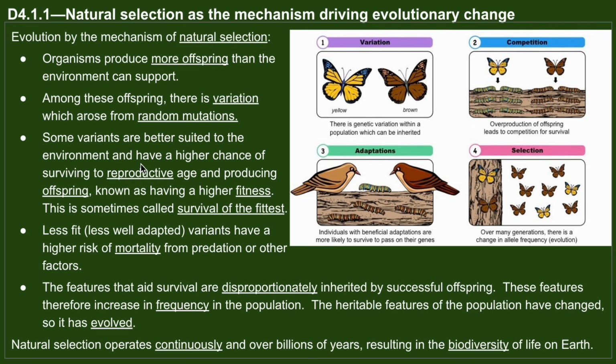Now that we have random mutations and variation, some of those variants are better suited to the environment. Therefore, they have a higher chance of surviving to reproductive age and producing offspring, known as having a higher fitness. This is sometimes called survival of the fittest. Now, while we might think in common language of fitness as being who goes to the gym the most or who can bench the highest amount of weight, from a biological perspective, fitness is all about surviving to reproductive age and producing fertile offspring to pass on those genes.